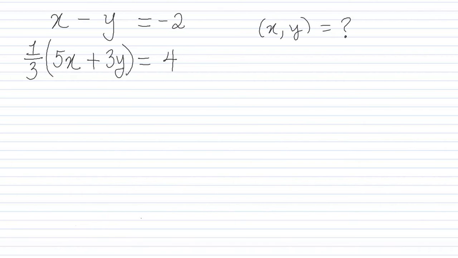So we have this question for simultaneous equations or systems of equations, whatever you would like to call it. And we're asked to solve for the value of x and for the value of y. So the first thing you notice is this.